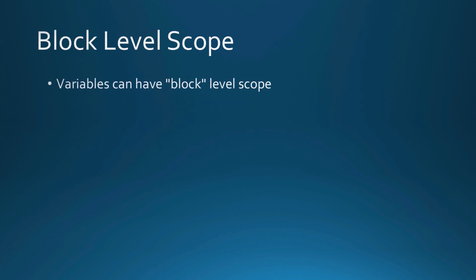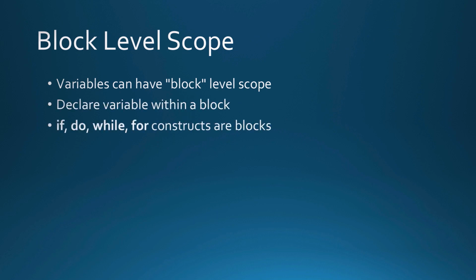Now, variables can have a block level scope. So if you declare a variable within a block, and a block is something like an if, a do, a while, a for, things like that. Those types of constructs are blocks. If you declare that variable within that block, the variable only can be seen within that block, and the variable's lifetime is only until that block ends.